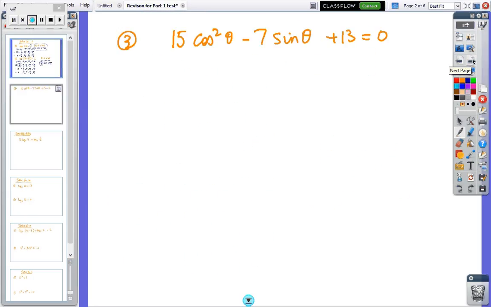Okay, so have another go. This is one that reduces to a quadratic. When you're ready, have a go. Okay, so you're back. So I've got cos squared and sine. You can't change sine, but you can change cos squared. So sine squared equals 1 minus cos squared.